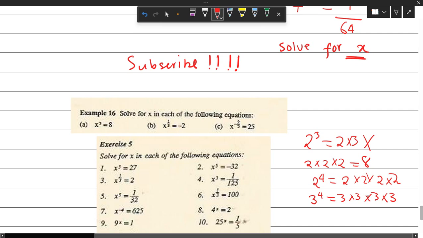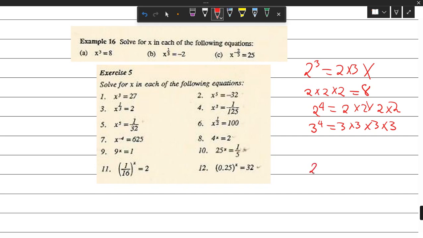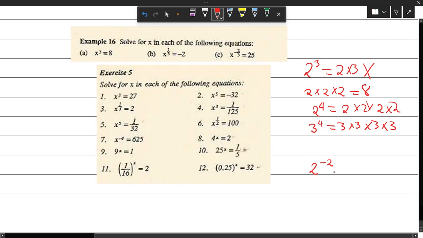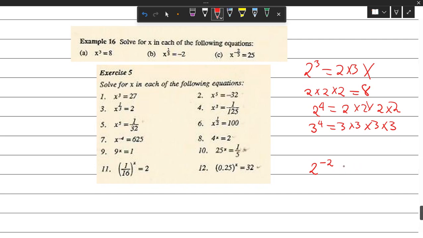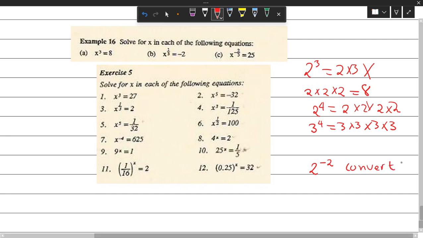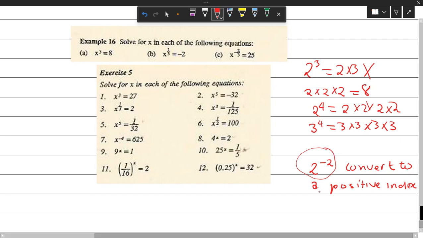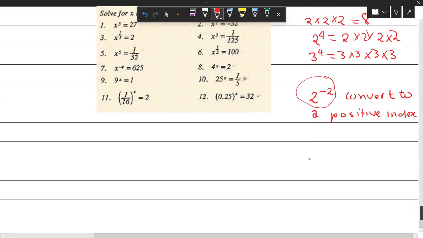Another thing you have to know is the negative index, a negative number power. Let's say 2 to the power negative 2. You can't solve this first. First of all, you need to convert it to a positive index. So when you have a negative power, before you do anything, you need to convert it to a positive index.